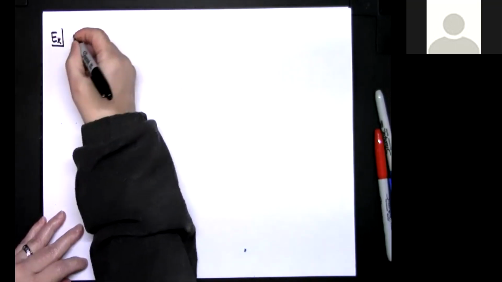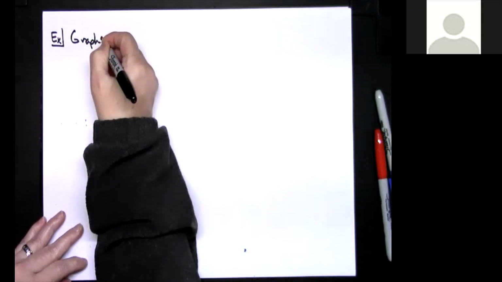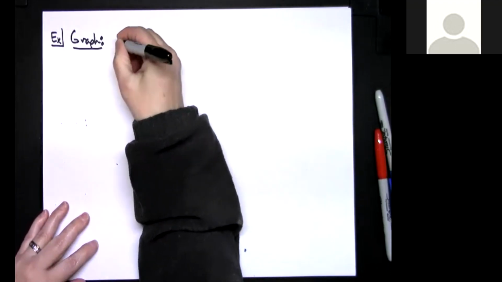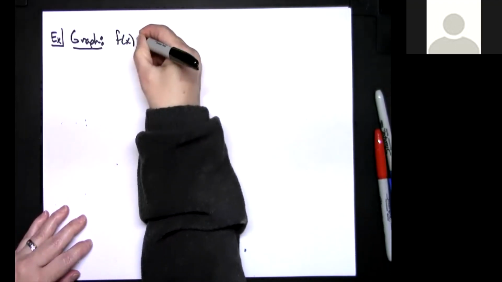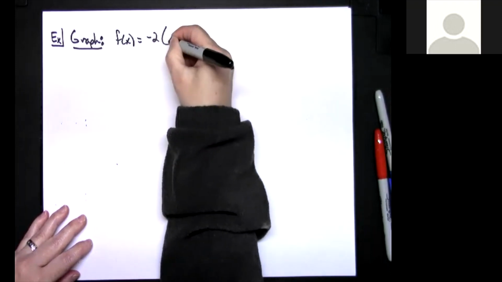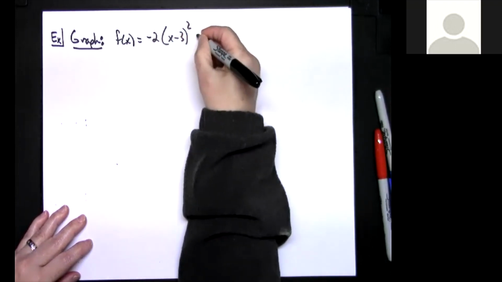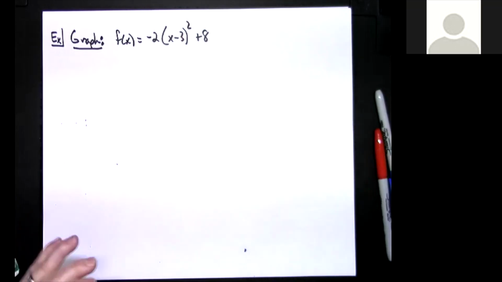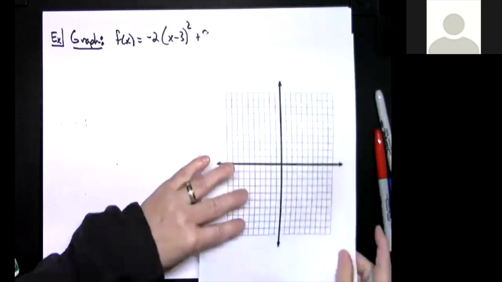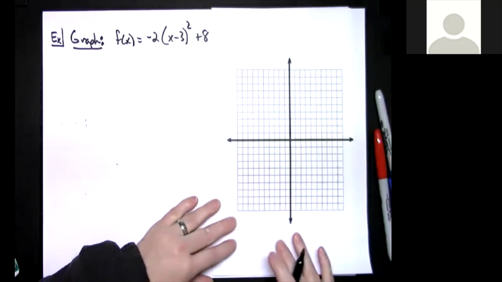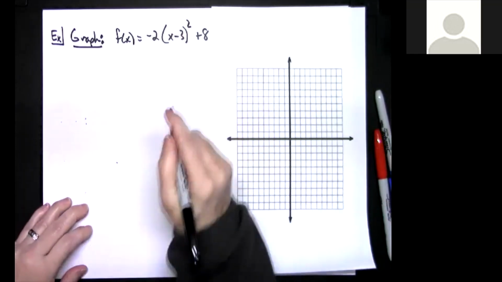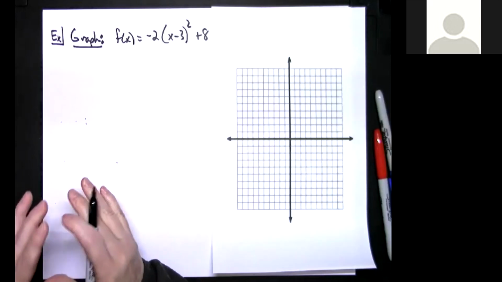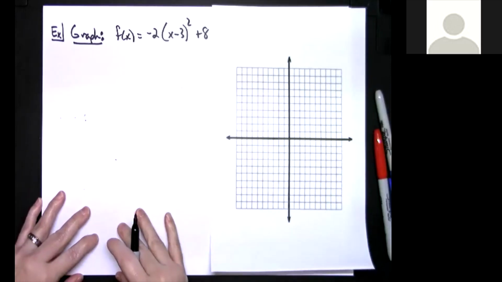All right, so on this next example, let's go ahead and graph it. I'll use graph paper just so we see the difference here. Let's do it in vertex form: f of x equals -2 times (x minus 3) squared plus 8. And let's pull over some graph paper here. Now we're going to go through and identify all the little pieces and parts that we know based on our formulas.